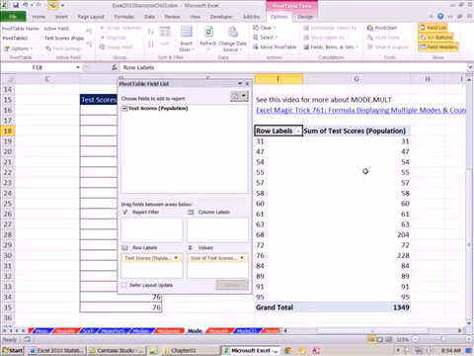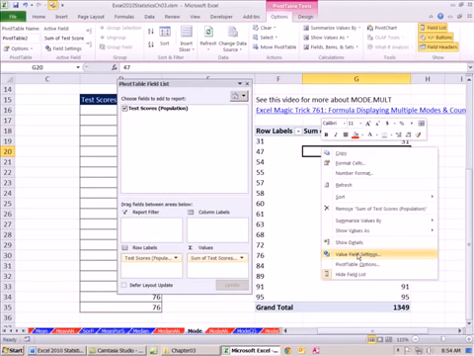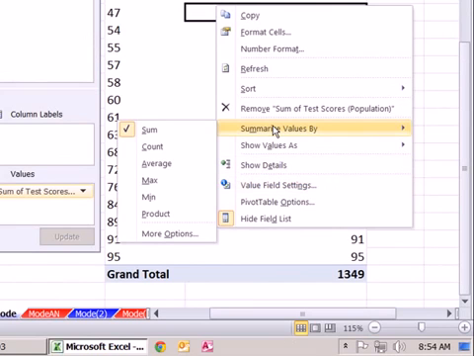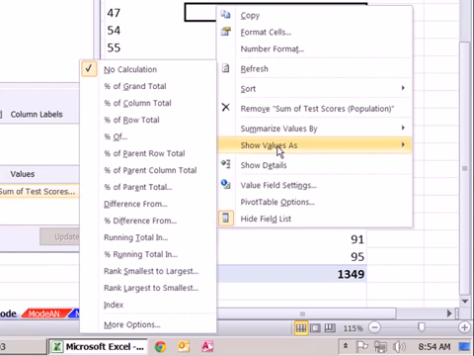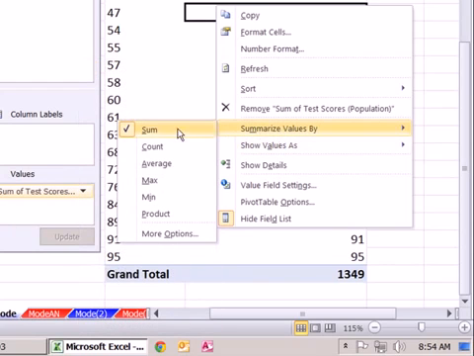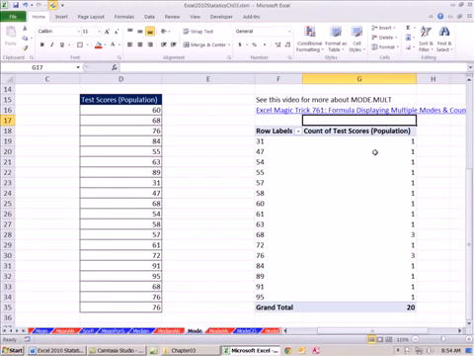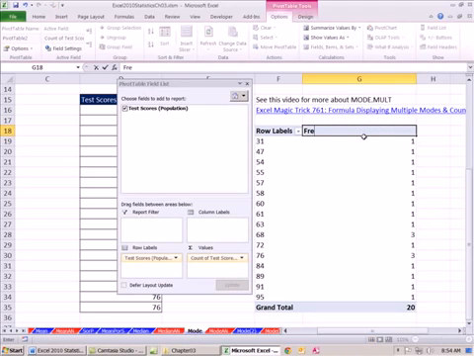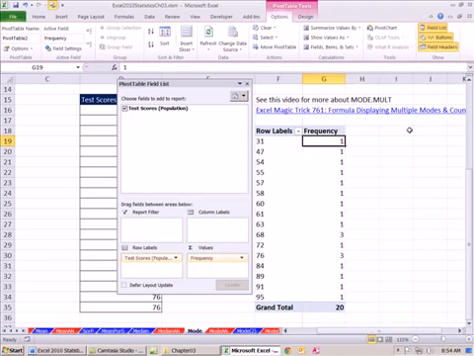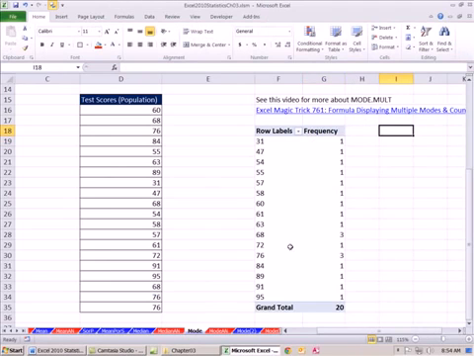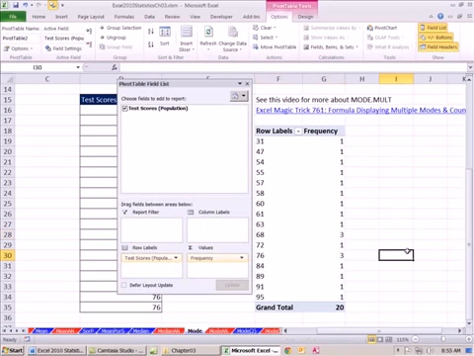Now, because it is a number, it's pre-programmed to automatically sum. That's not what we want. No problem. We can right-click. We can always go down to value field settings. But in 2007 and 10, you have this great summarize values by and show values as. I'm simply going to say, hey, let's change it to the count. I'm going to click over here. I'm going to type frequency here. And very quickly, we can see, oh, this is what's called bimodal.